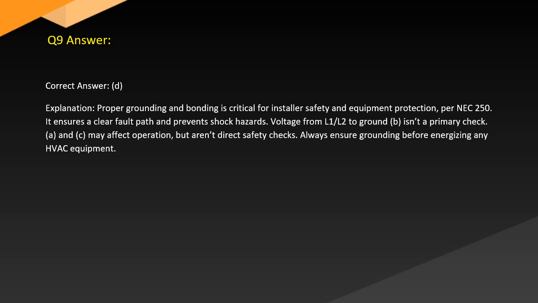Answer. Correct answer: D. Explanation. Proper grounding and bonding is critical for installer safety and equipment protection. Per NEC 250, it ensures a clear fault path and prevents shock hazards. B is voltage from L to ground, a secondary check. A and C may affect operation but aren't direct safety checks. Always ensure grounding before energizing any HVAC equipment.